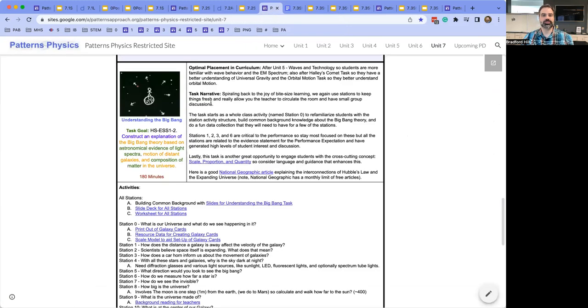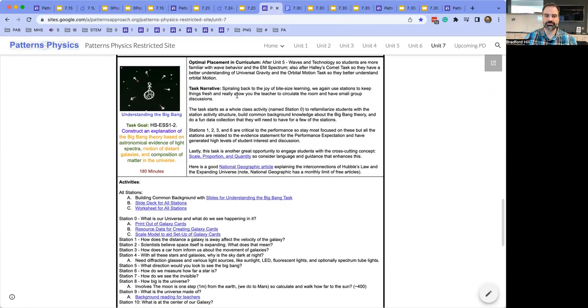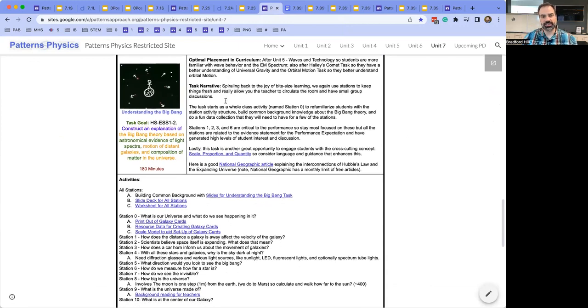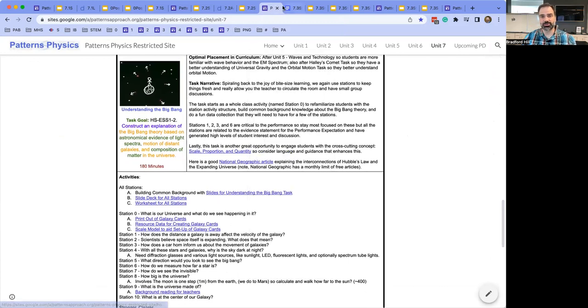All right, to keep moving though, we have the evidence for the Big Bang. And the optimal placement here is after Unit 5, when they've dealt with the electromagnetic spectrum. Again, that's optimal placement. It is flexible enough. It's a little richer after Unit 5, but certainly it is flexible. All right, so this is a great unit.